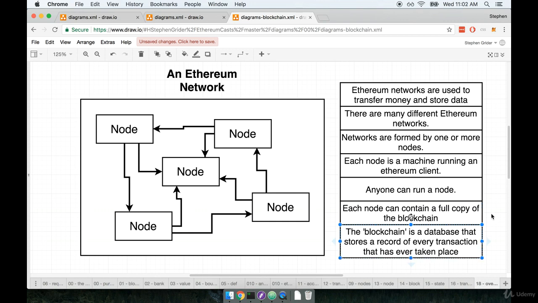We're going to say for right now that we can think of the blockchain as being like a database that stores a record of every movement of money between different parties. And it's also where we store data. Again, the key thing to keep in mind here is that the blockchain can be considered to be a simple database and nothing else. All right, so that's our first taste of what an Ethereum network is.